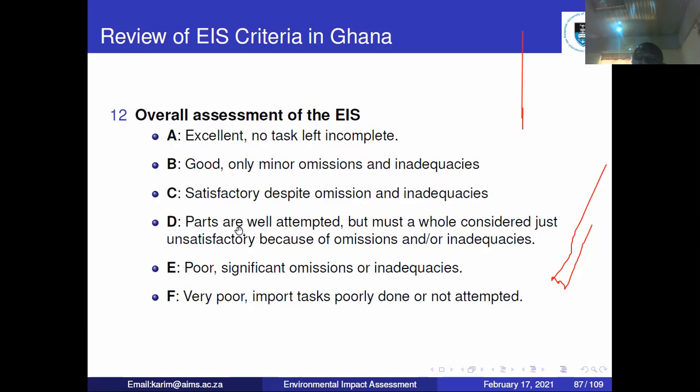D, pass. Well attempted, but as a whole considered unsatisfactory because of the omissions. So in this case, you have to prepare and resubmit for review again. E, significant omission. So in this case, they are rejecting it completely. You have to start all over. Very poor. So this one, you get F, and then they reject this. So these are the comments that you get from them, and then decide what to do.